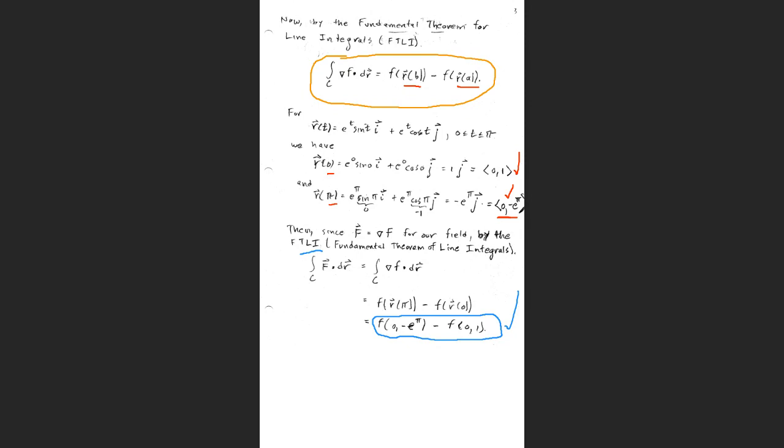All right, so let's finish up the problem. Now keep in mind, our function f is equal to 3x plus x squared y minus y cubed plus k. Even though we don't have a value for the k, it's okay, because when we evaluate the function at the endpoints and subtract, the k's cancel out.